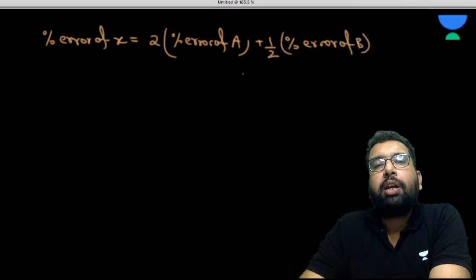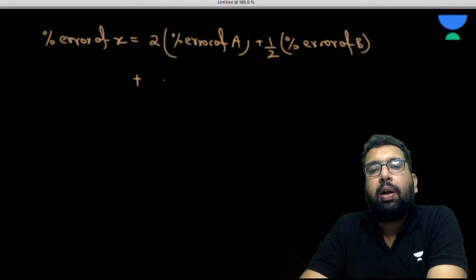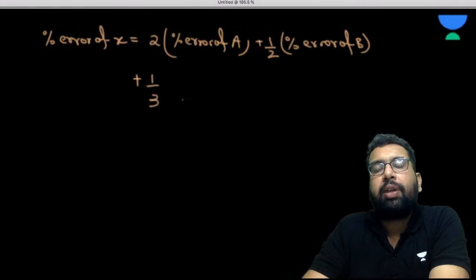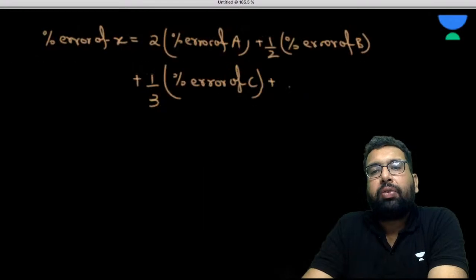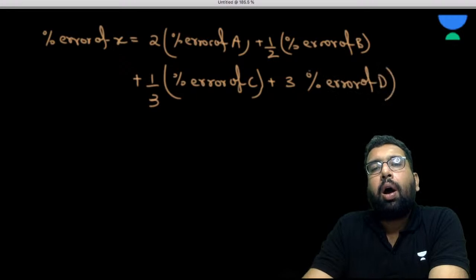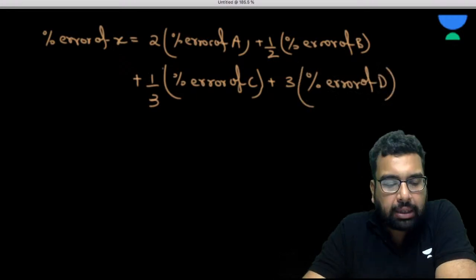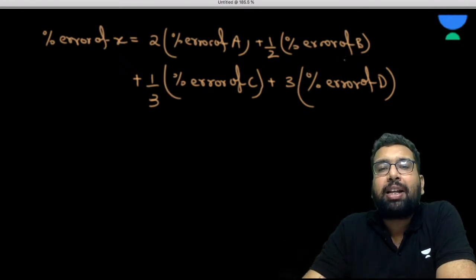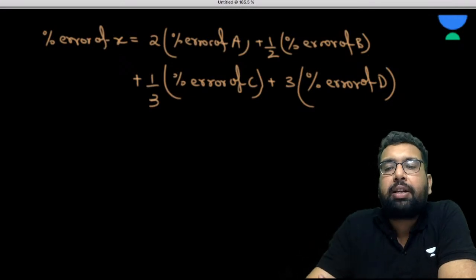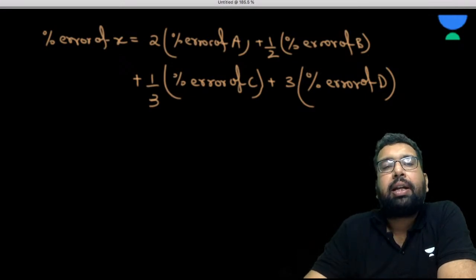So in the examination, we are not going to do this slowly. Right now I'm doing it this way because I'm explaining to you, but it doesn't mean that you also solve at such a speed. Percentage error of C, and 3 delta d by d into 100 is the percentage error of D. So the percentage error of X is 2 times percentage error of A, half times percentage error of B, 1 by 3rd times percentage error of C, then 3 times percentage error of D.